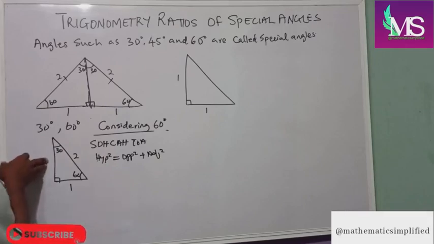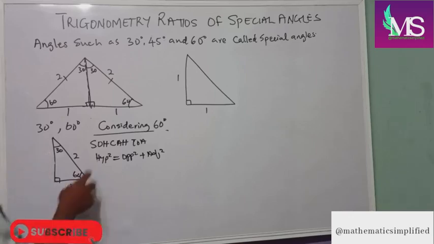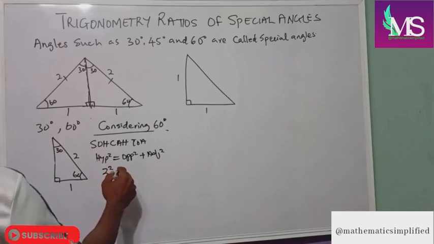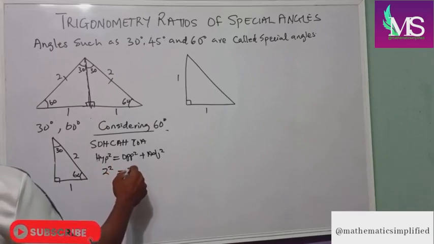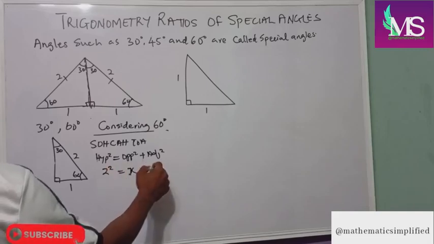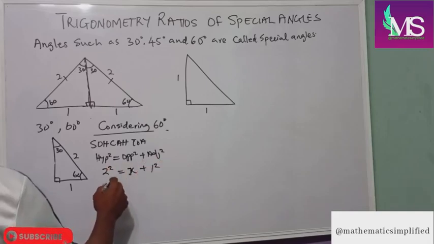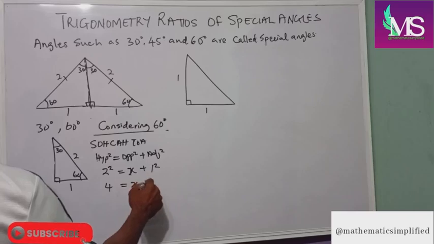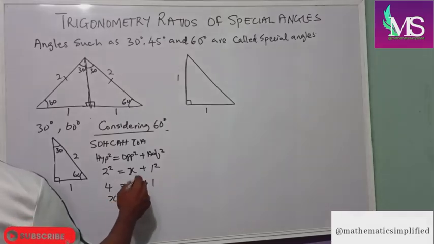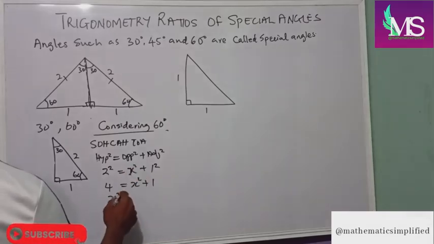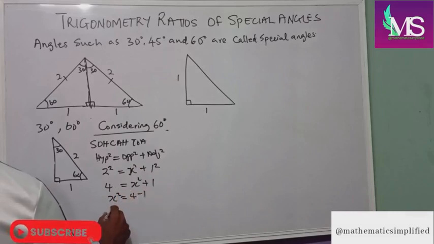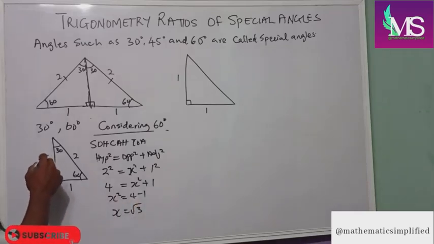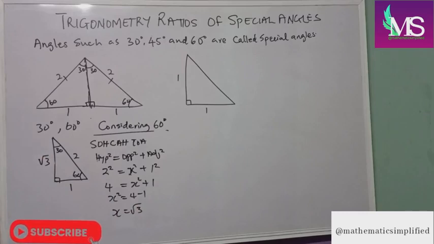Now these two formulas will be helpful in solving out this triangle. Now let's calculate our opposite using Pythagoras theorem. Now we know that our hypotenuse squared is 2 squared, equals opposite, which we do not know, x squared, plus adjacent 1 squared. So this will be 4, 2 times 2, equals x squared plus 1. So our x squared equals 4 minus 1. So our x equals root 3. So our opposite here will become root 3.